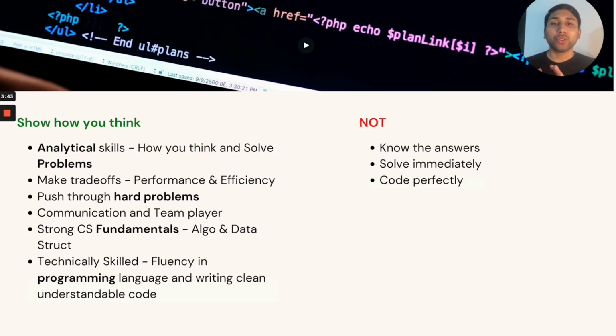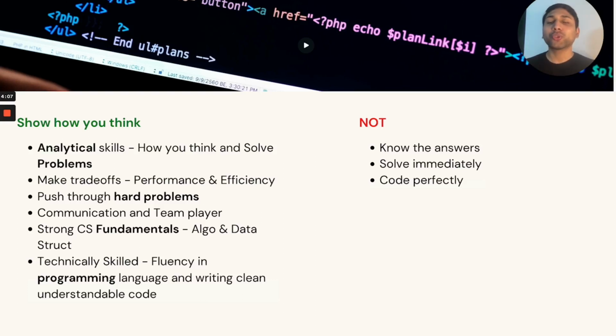Now, what is not the purpose of the interview? It's not to see whether you know all the answers or not. Obviously, the first few questions are always simple, standard questions. So if you're not prepared for that, that's a red flag, that they haven't looked at anything. But it's not to see whether you know all the problem statements or not.